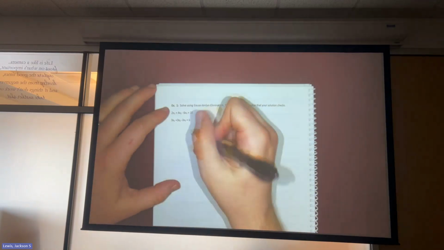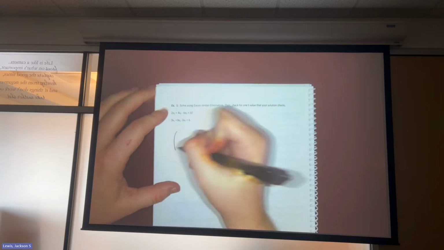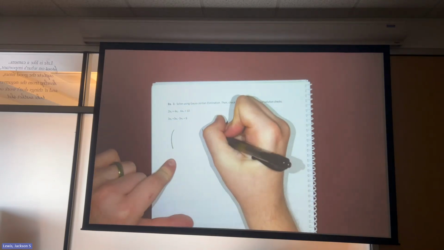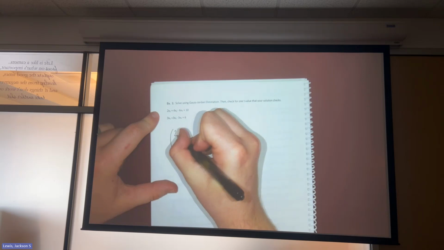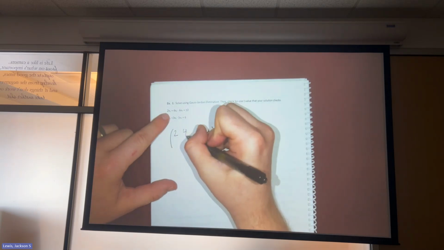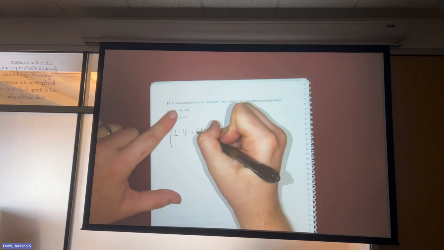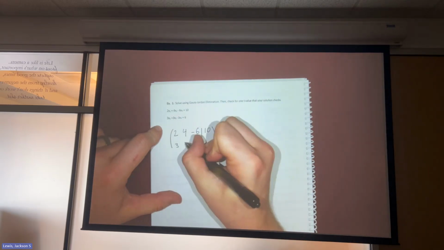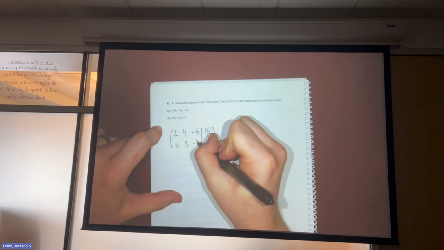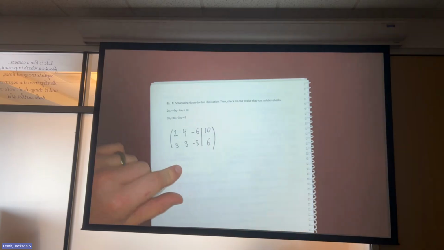So first we want to turn this into our augmented matrix. Remember, that's all the coefficients on this side, a big old line, and then the solutions. So I've got 2x1, 4x2, negative 6x3, and 10. 3x1, 3x2, negative 3x3, and that's 6.